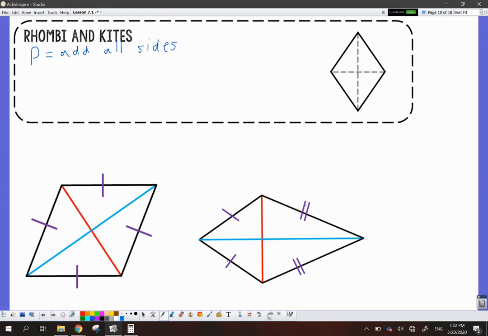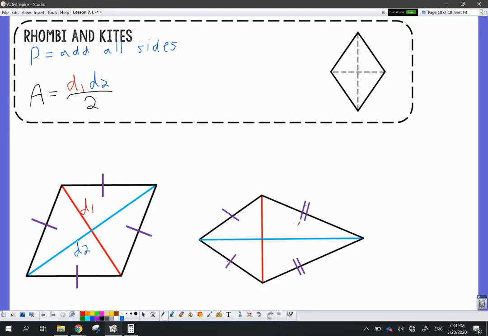But for area, area is a little bit trickier. Our formula to find the area of a rhombus or a kite is d1 times d2 divided by 2. Now the d's here represent the diagonals. So d1 would be this red diagonal, d2 would be this blue diagonal.